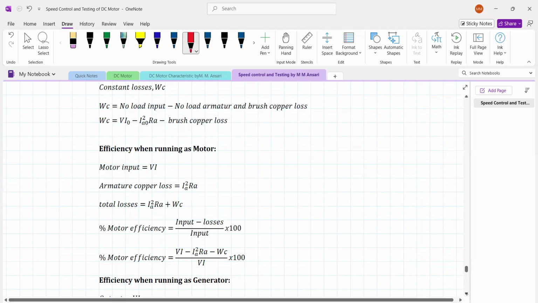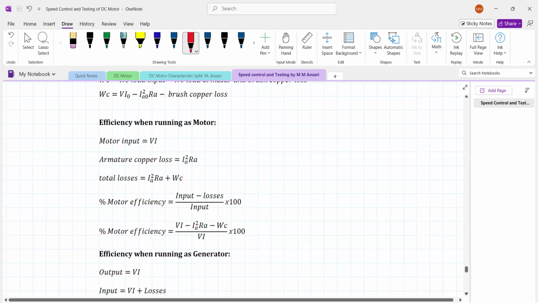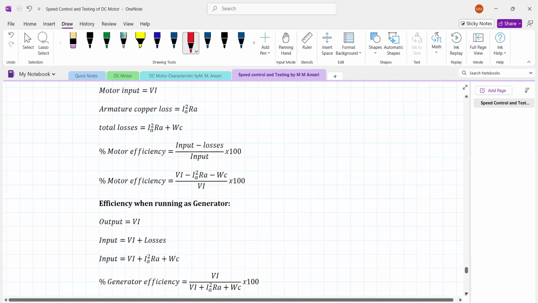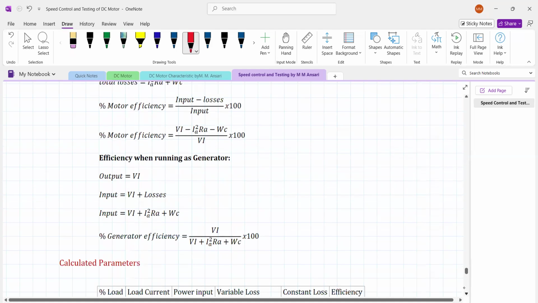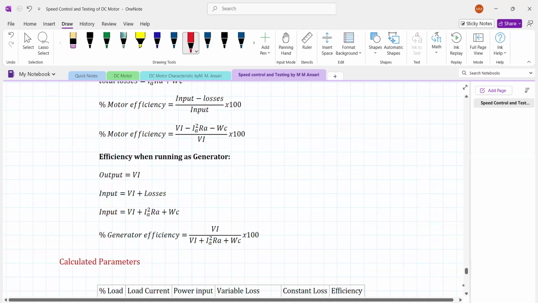Now, the construction of a DC machine for generator and motor is the same, so a DC motor can be used as a DC generator and vice versa. When the machine is running as a generator, the output power is the terminal voltage multiplied by the current supplied to the external circuit. This is the power output in watt.